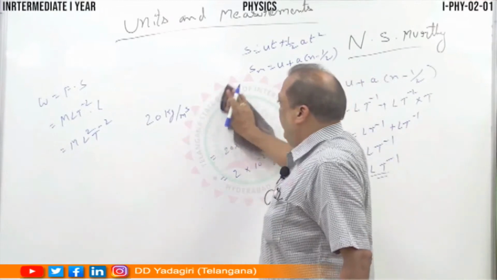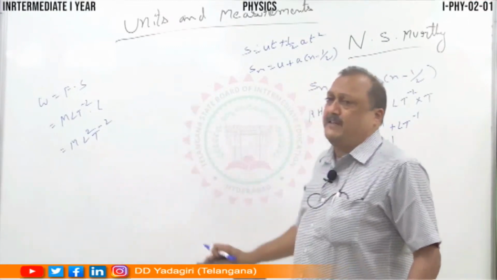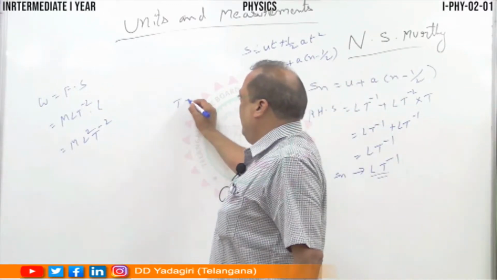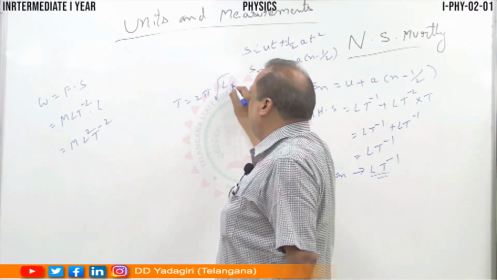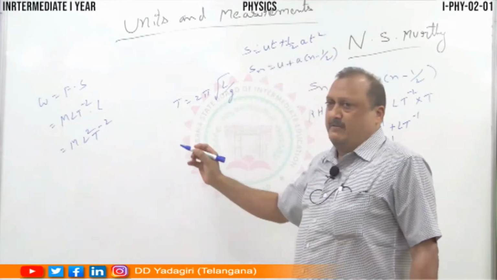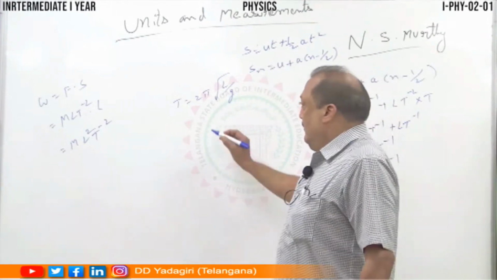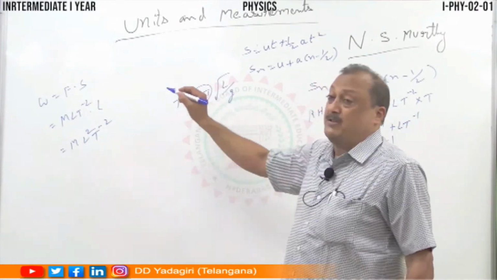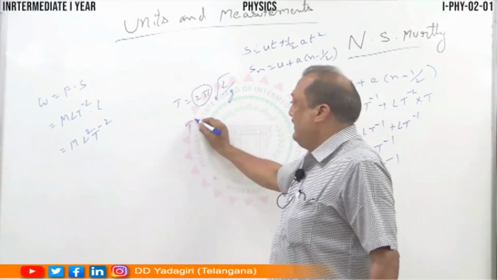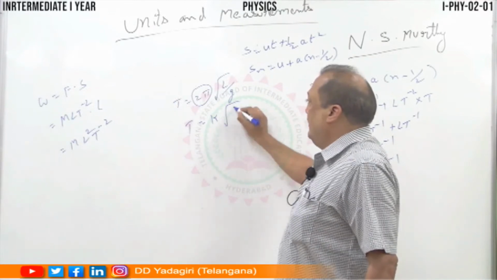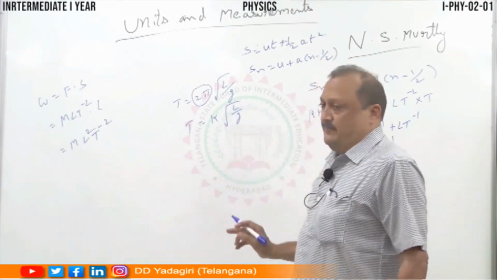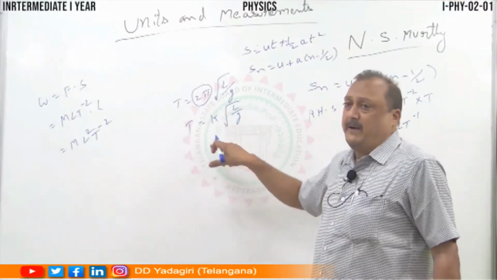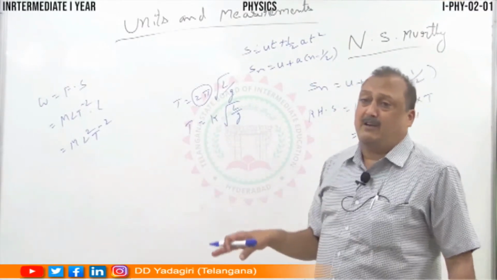Third, we can derive the relation among different physical quantities. For example, T equal to 2 pi root L by g. We can derive this equation dimensionally, but the limitation of the dimension method is we cannot calculate the proportionality constant value. We can derive T equal to some K into square root of L by g, but we cannot prove K equal to 2 pi using the dimensional method. That is the limitation of the dimension method.